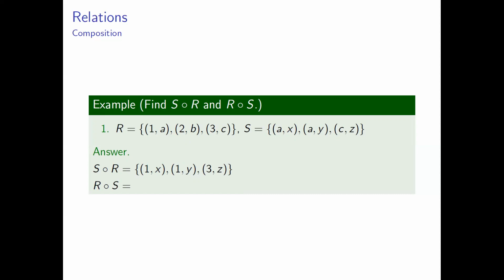To get the composition RS, we begin with the elements of the relation S. A is related to X under S, but X is not in the domain of R. A is related to Y under S, but Y is not in the domain of R. So RS has no ordered pair whose first coordinate is A.